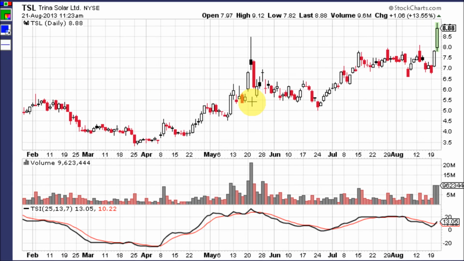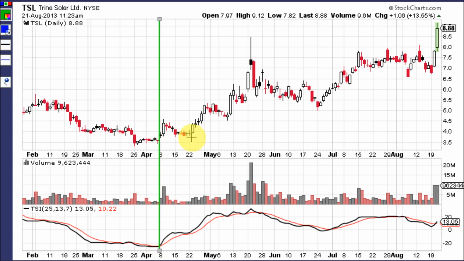Now let's look at the signals that TSI has given on this chart for TSL, Trina Solar Limited. Let's start with the bullish ones first. Okay, TSI is below zero here. The stock price is falling. Then right here, wake up call, biggest volume on the chart so far. TSI crosses up through the signal line and the stock goes up.